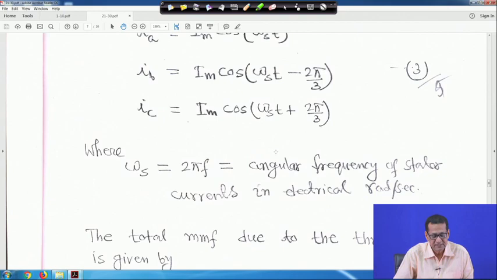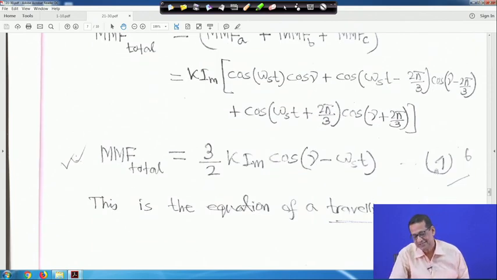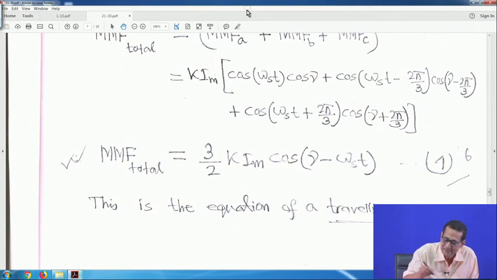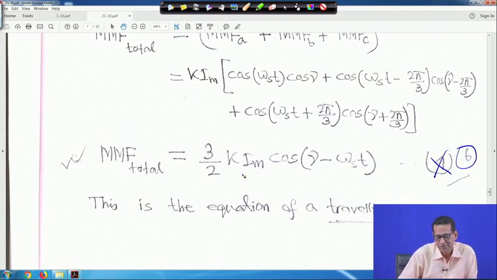So if you do so, it will be like this. If you simplify, this simplification you please do yourself, otherwise it will consume more time. This simplification is actually equation 6, not 4. I have written 4 here, but it is equation 6. So if you simplify, it will be 3 by 2 k Im cos gamma minus omega s t.